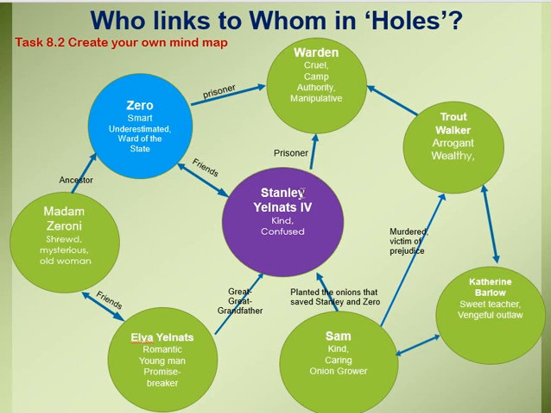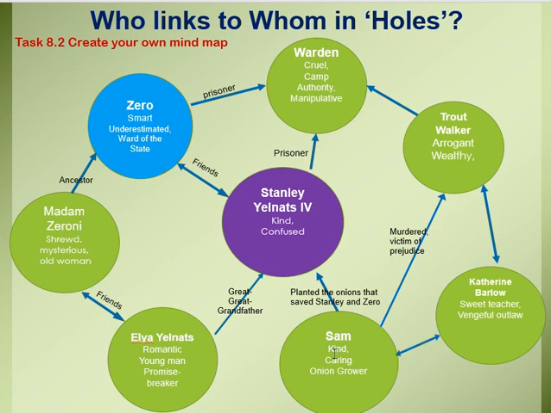And Stanley is her prisoner, so the arrow goes to her: a prisoner of the warden. Zero is also a prisoner of the warden. Then I've got someone like Madame Zeroni, and a description of her. She was an ancestor of Zero, so that's how she links to Zero, and so on. So hopefully you get a feel for what I want you to do.